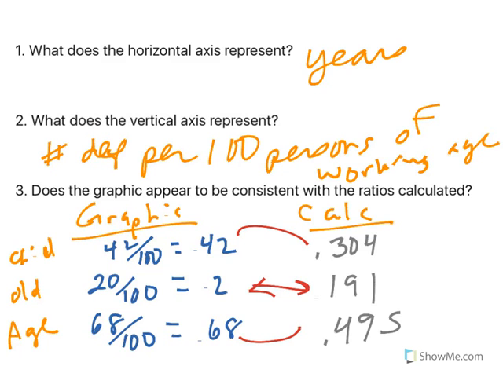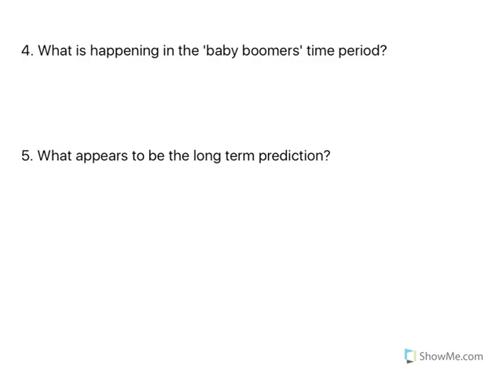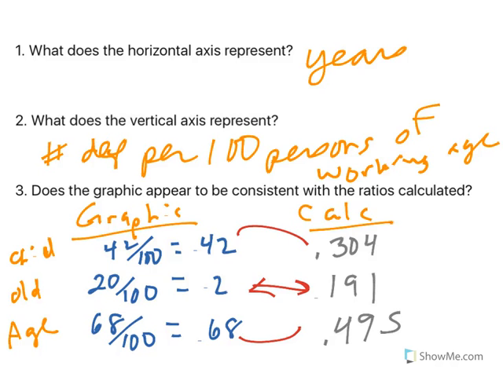I don't have any idea. Don't ask me. I don't know. Okay? So that is different. It is different. But I guess they're in the ballpark, but they do appear to be pretty different. Now, what is happening in the baby boomers time period and the long-term prediction?